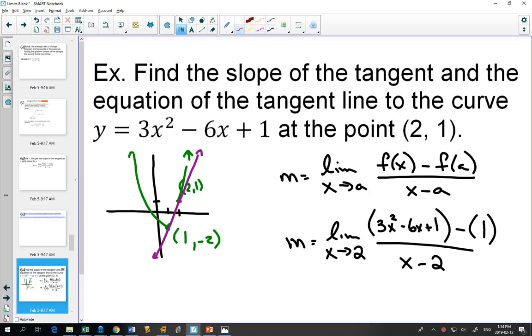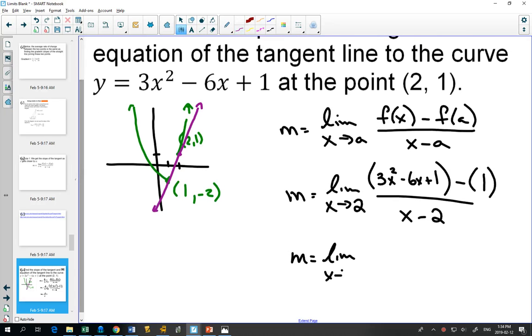What's the problem with plugging in 2? Right now, we divide by 0. So we have to use our algebra skills. Can we manipulate this equation so that we can cancel out that x minus 2 and actually evaluate this limit? Whenever we're showing our work with limits, we have to write limit as x equals 2 all the time until you're able to actually plug in that value of 2.